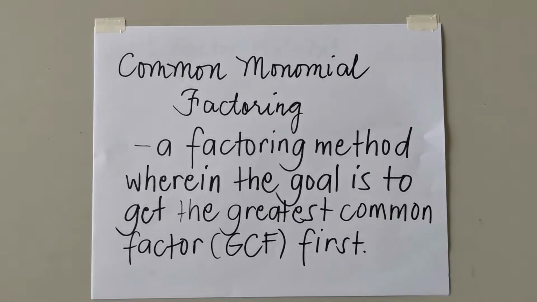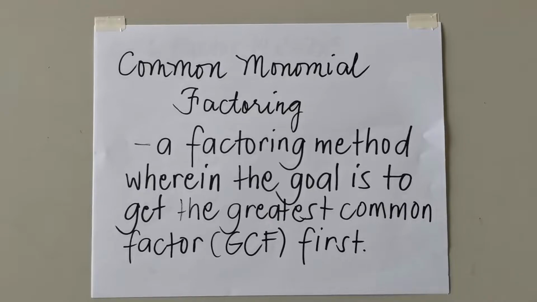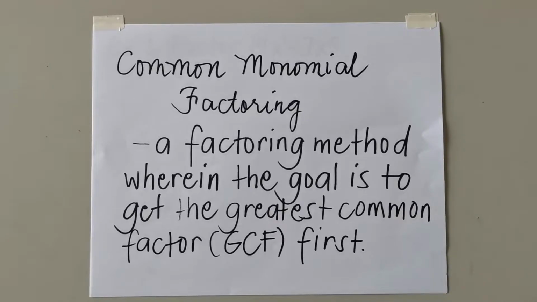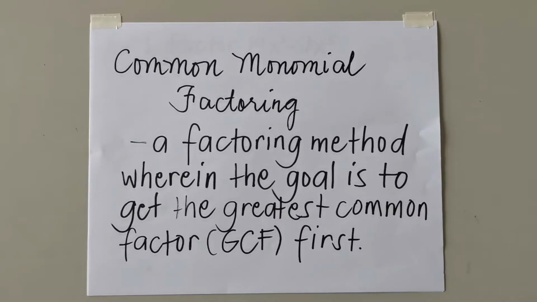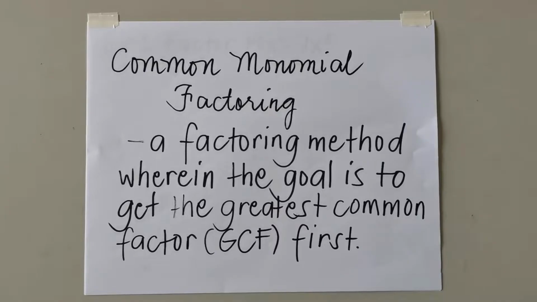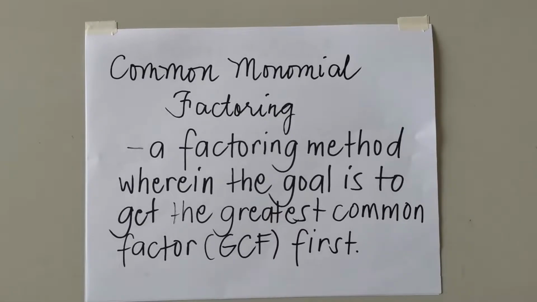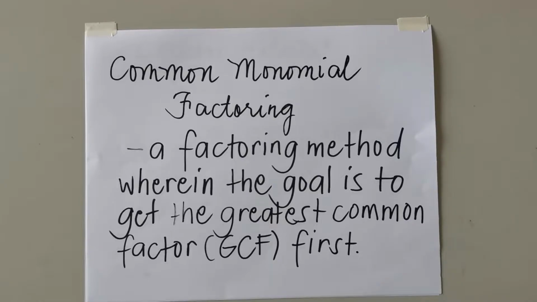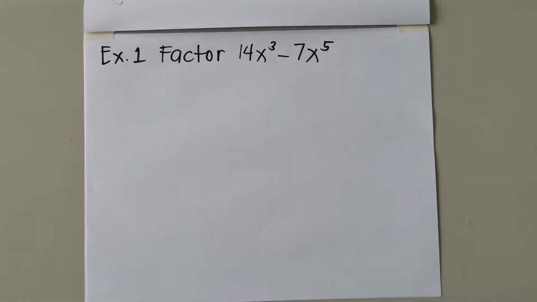For a polynomial, no matter how many terms it has, always check for the greatest common factor first. That's why in this video, we are going to talk about common monomial factoring. By definition, it means a factoring method wherein the goal is to get the greatest common factor or GCF first. For better understanding, let us take a look into the process of common monomial factoring by having example number 1.